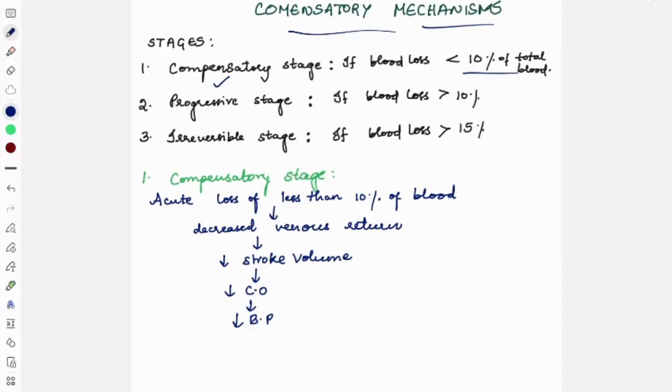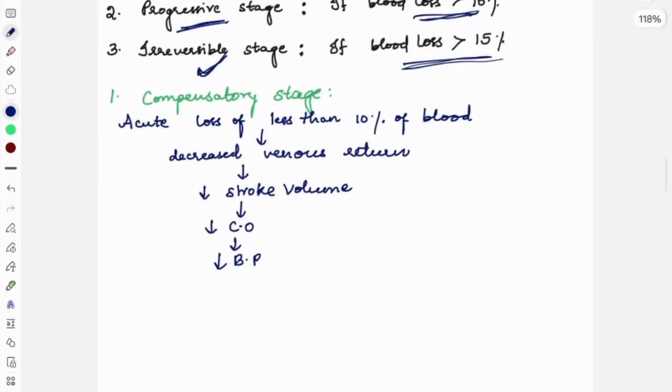Okay. Now what is the second stage? That is progressive stage. What is progressive stage? If the blood loss is more than 10%, that is what we call as progressive stage. Okay. And if the blood loss is more than 15%, that is what we call as irreversible stage. That means the body cannot control or balance the change. Okay, it cannot manage the shock. That is what we call as irreversible stage. Okay, let us discuss the compensatory stage first.